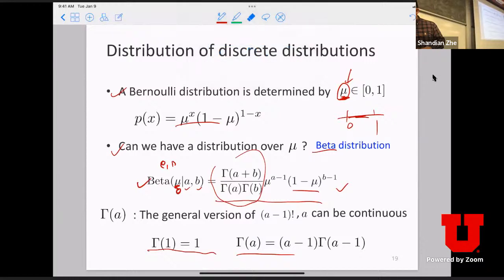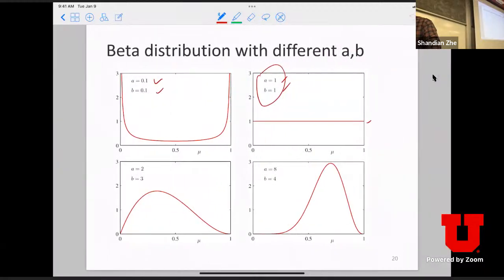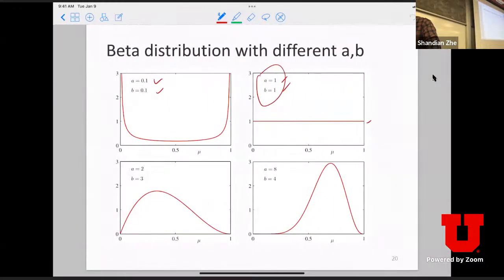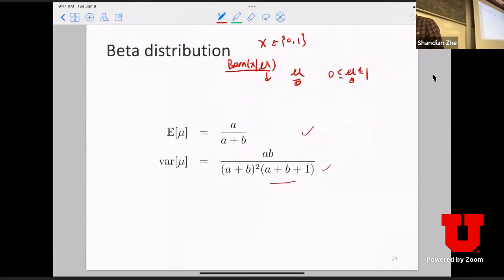I hope everyone won't be confused about this. And this is the form. You don't need to memorize that form, but just be aware of what beta distributions look like. A beta distribution is parameterized by 2 parameters, A and B, and different choices of A and B will lead to different density functions. Here are some commonly used properties of the beta distribution: the expectation of mu is A over A plus B, and the variance is something like this.